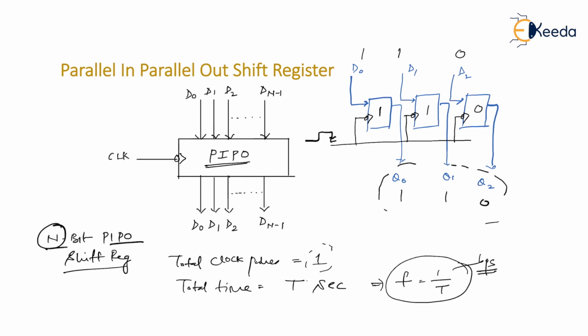Okay, so just to revise it very quickly, for serial in serial out, since the input is a serial type, you require n clock pulses for storing the data. Since the output is also serial type, you require n minus 1 clock pulses to retrieve the data. So total clock pulses are 2n minus 1.